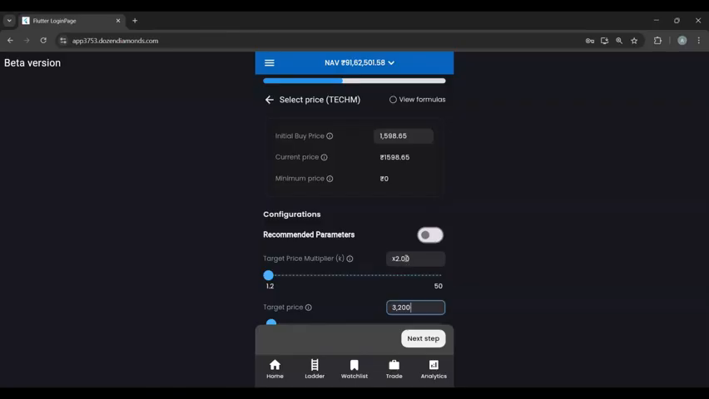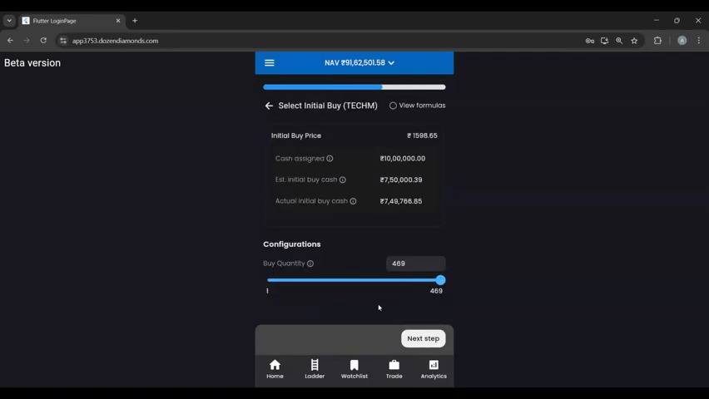Now let's suppose that you don't want to change the target price, you just want to change the target multiplier. So accordingly, the target price would change. Now, as you can see, I changed the target multiplier to 2.5x. Accordingly, the target price was changed, right?